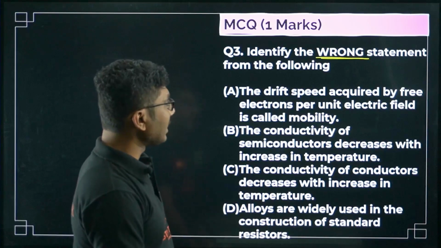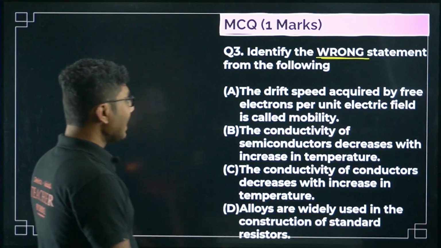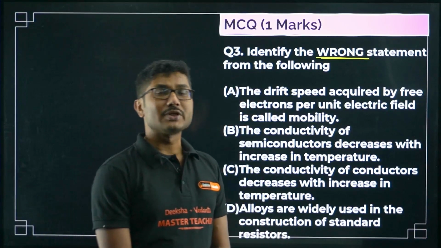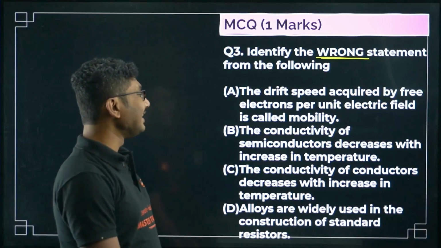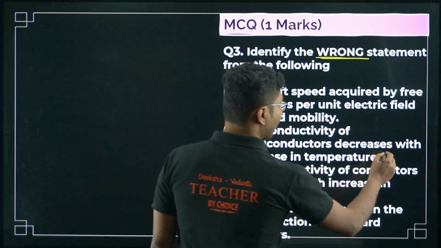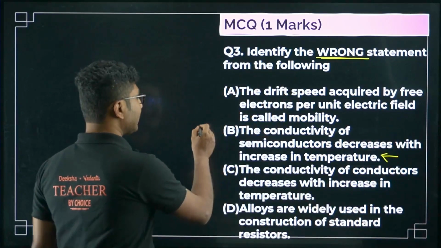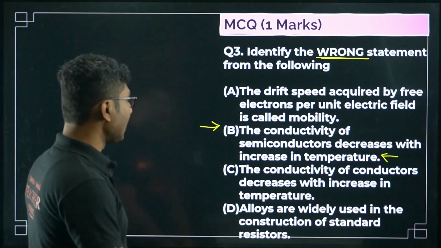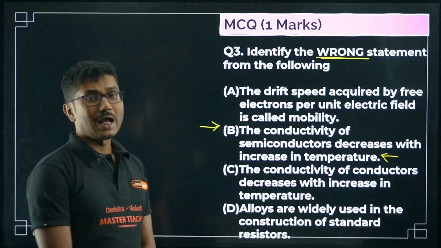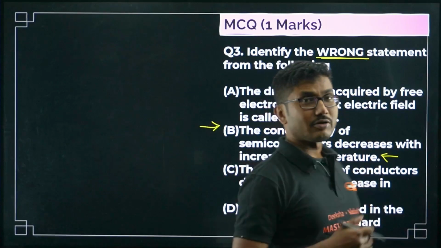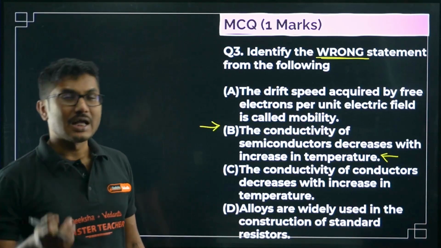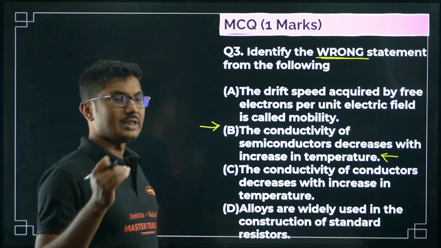The conductivity of semiconductors decreases with the increase in temperature. So conductivity of semiconductors, we know that as we increase the temperature, it becomes a better conductor, so its conductivity increases. Okay, so conductivity increases with increase in temperature. So whatever we have read, this appears to be the candidate. Let's read other 2 options as well. The conductivity of conductors decreases with increase in temperature. Yes, this is the correct statement. As we increase the temperature, the electrons start oscillating with the higher frequency and they collide with each other. That increases the resistance, and increasing the resistance means conductivity decreases.